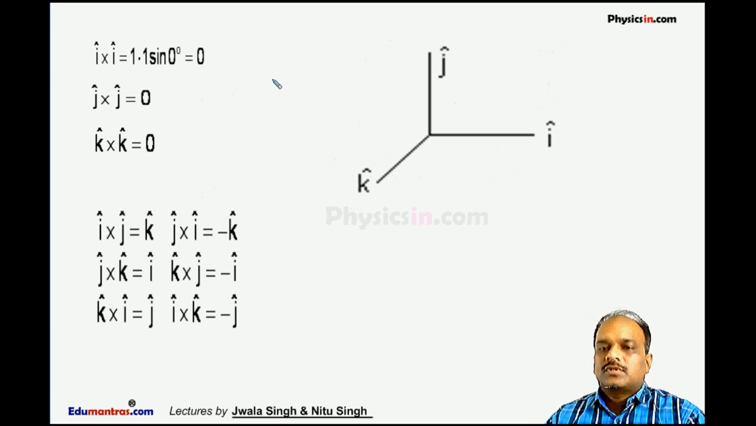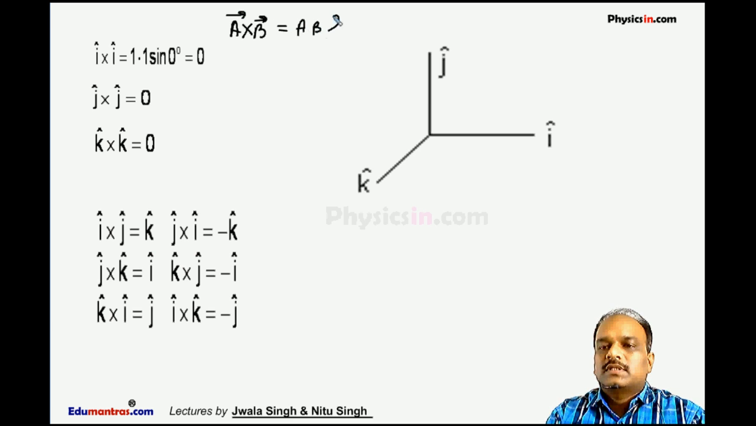Here are some standard vector cross products. So I cross I. As we know, A cross B is AB sine theta into n cap. So I cross I: in place of A it is I, in place of B it is I. We know the angle between I and I is 0. So I cross I is 1 into 1, mod of I is 1, mod of I is again 1, and sin 0 is 0. So it is a null vector. Similarly, J cross J is also 0. K cross K is also 0.